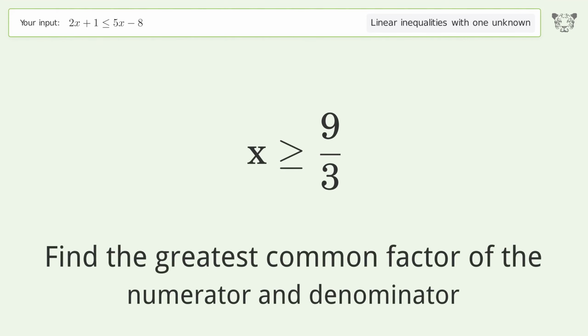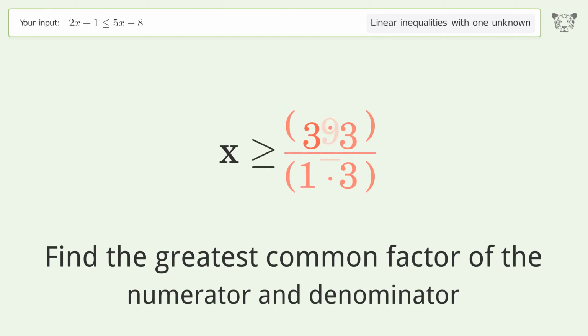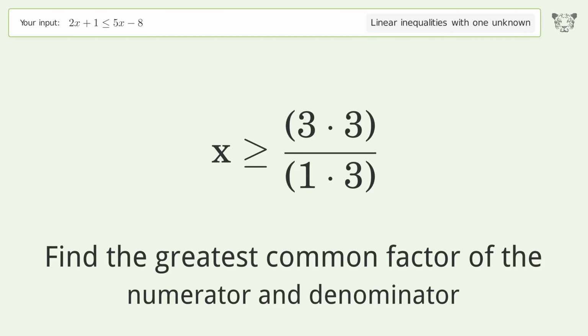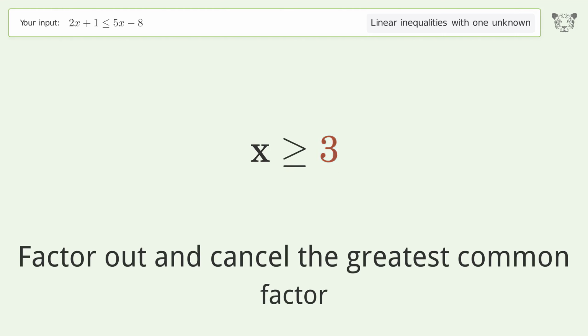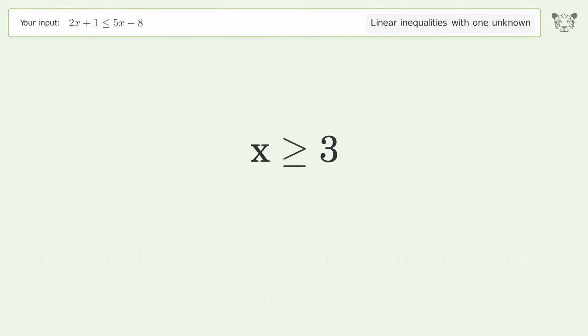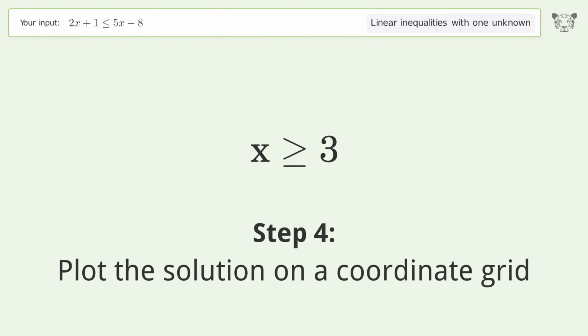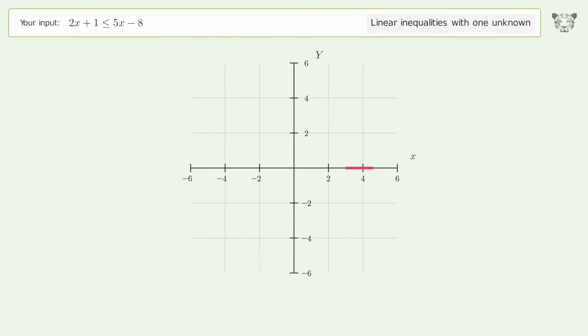Find the greatest common factor of the numerator and denominator. Factor out and cancel the greatest common factor. Plot the solution on a coordinate grid. And so the final result is x equal or greater than 3.